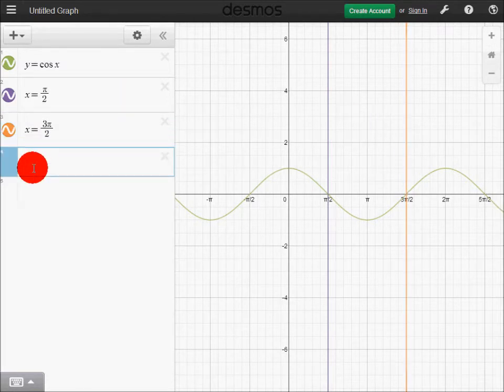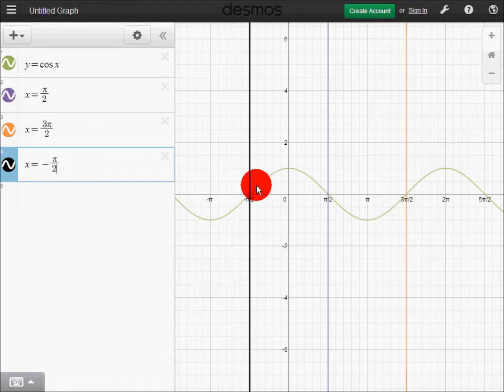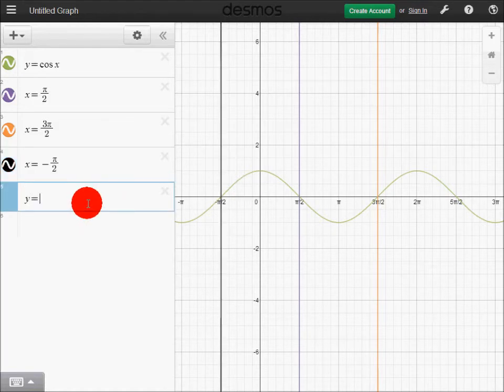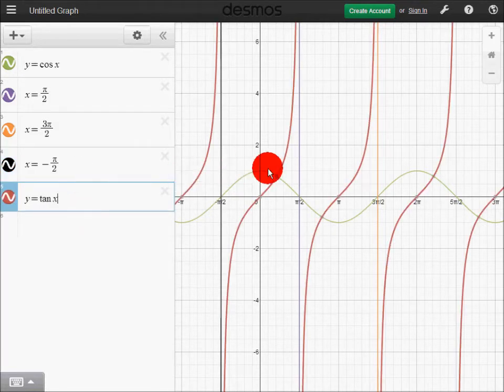Let's put another one at x equals negative pi over 2. So now you have this black asymptote. Remember, this is the original cosine graph. Now, wherever you see this vertical line here, at every odd pi over 2, you are going to have an asymptote. Now to graph it, let's put in y equals tangent of x. And you can see this is tangent.